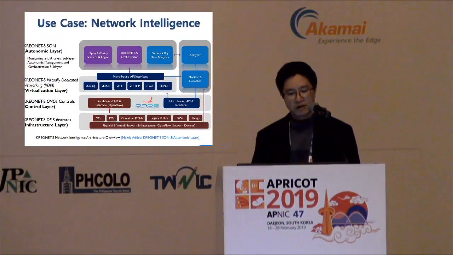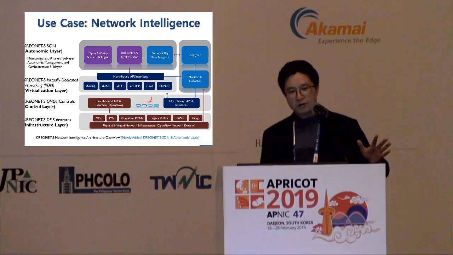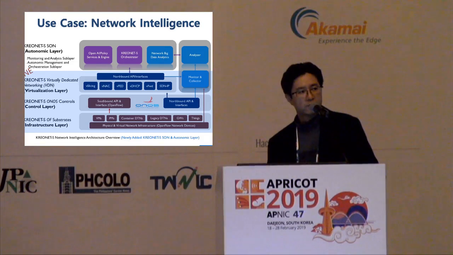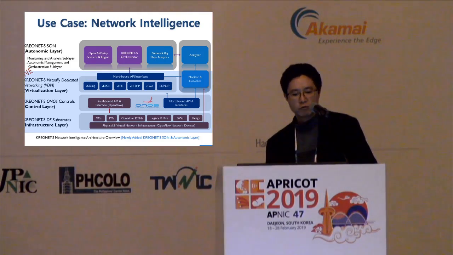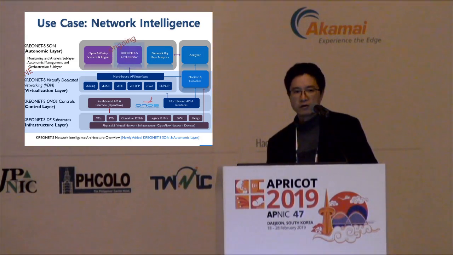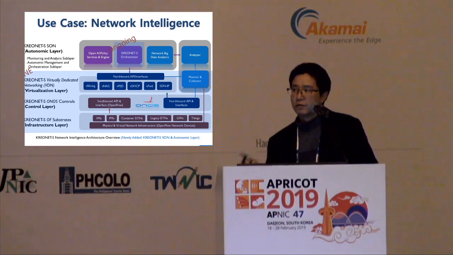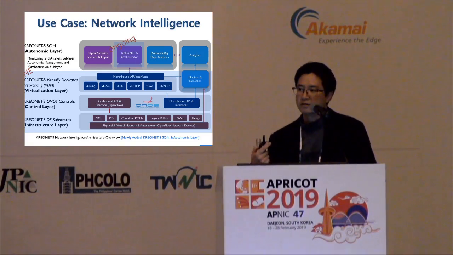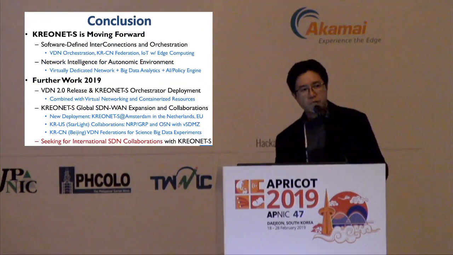And last but not least, the use case is network intelligence. As mentioned, we already deployed and developed the VDN and Creo.S technologies and infrastructure based on several layers like the infrastructure layer, control layer, and virtualization layer. On top of those layers, we'd like to add one more layer, an autonomic layer for self-driving networks. We are currently working on the orchestrator development, and we'll move on to network big data analytics, open AI and policy services engine development with several advanced universities in Korea and KT, Korea Telecom, from this year. So we are going to make this network intelligence realized sooner or later. That project will last for the next 5 years. So let me conclude my talk here.